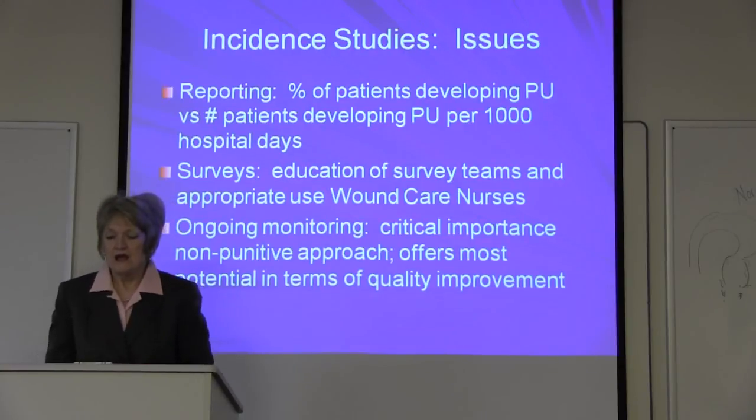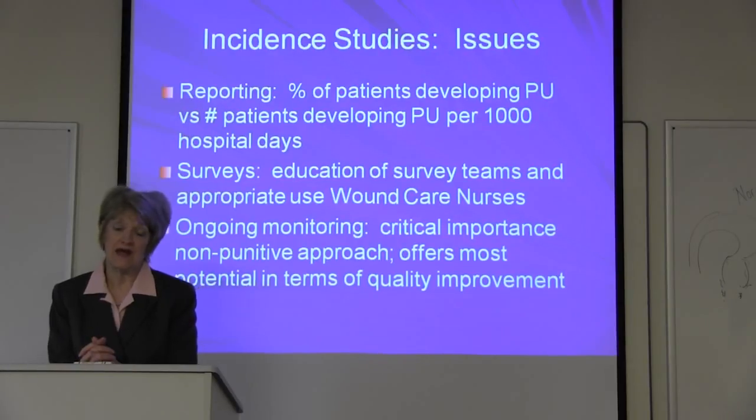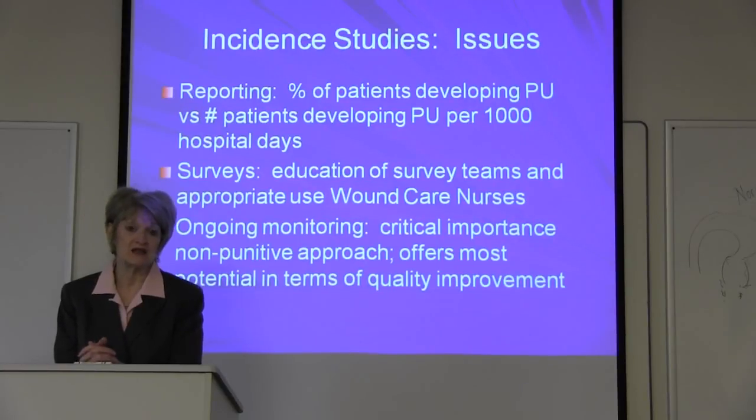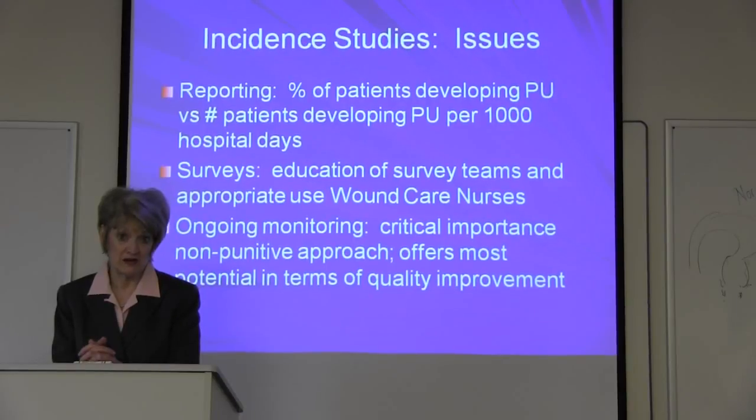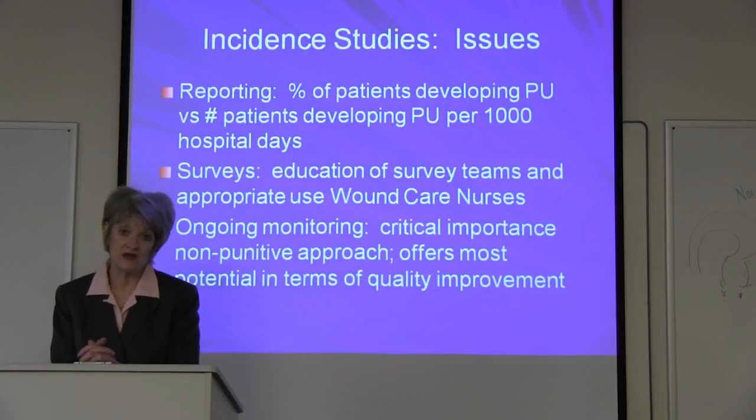Okay. If you were going to report based on number of new ulcers per 1,000 hospital days, what you would have to do is go to medical records. You would have to say, okay, I'm reporting for the month of June. There are 30 days in June. What was our average census for the month of June? Our average census was 250. Okay, you're going to multiply 250 by 30. And that gives you your total hospital days for June. And then you can calculate the number of ulcers per 1,000 hospital days.